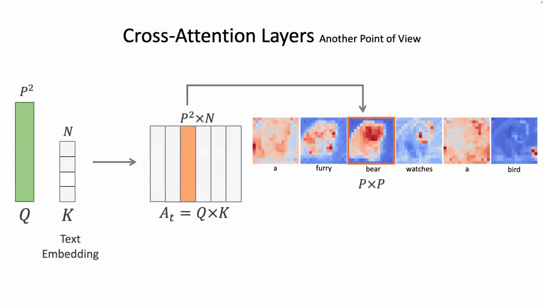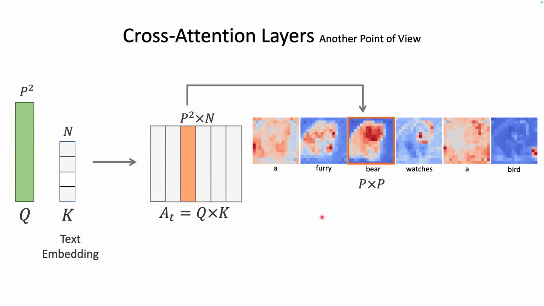And actually, there is another way to look at these cross attention layers, which is typically used. Instead of looking at the attention vector for each query, we can also look at the attention map for each key. So if, for example, we take the word bear, we can find the queries that are most similar to it. So we're kind of transposing the attention map. We can find for each word the pixels that are most affected by this word. And this is also a very useful way to look at these attention maps.